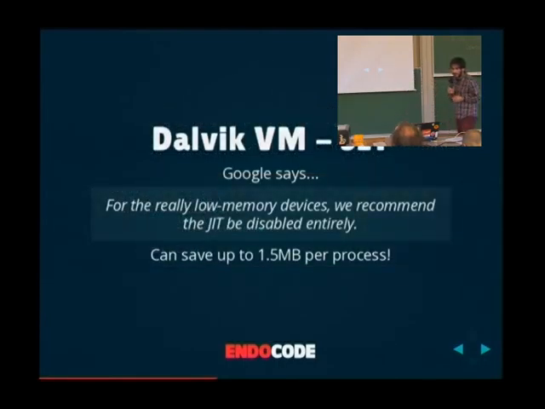Now I'm going to talk a bit about JIT and why Google asked for disabling it. You can read there: for low memory devices, we recommend JIT to be disabled entirely. Why is that? Because when the JIT translates the bytecode to native code, it needs to store it somewhere. So Android has a cache for the native code in memory. And they say that if you disable it, you can save up to 1.5 megabytes per process.